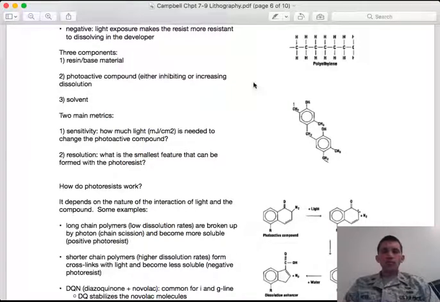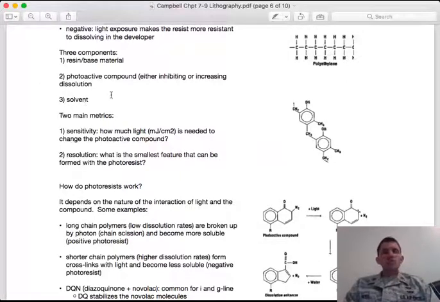you have generally some photoactive compound. And we'll talk about a specific example in a little bit, but this photoactive compound in general helps to stabilize the resin. And so as you change this photoactive compound, you're either increasing the stability of the resin or decreasing it, which will enable you to selectively remove it later on.